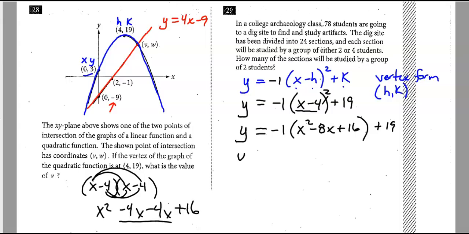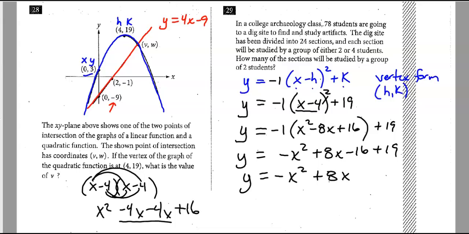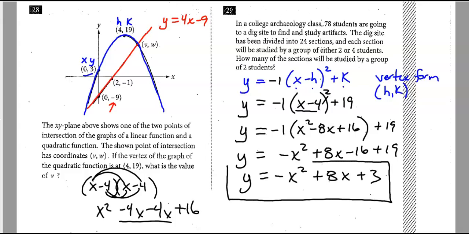Well, now I'm going to distribute the -1 through, which basically just changes everybody's signs. All right, now I gather up my like terms. And I get +3.